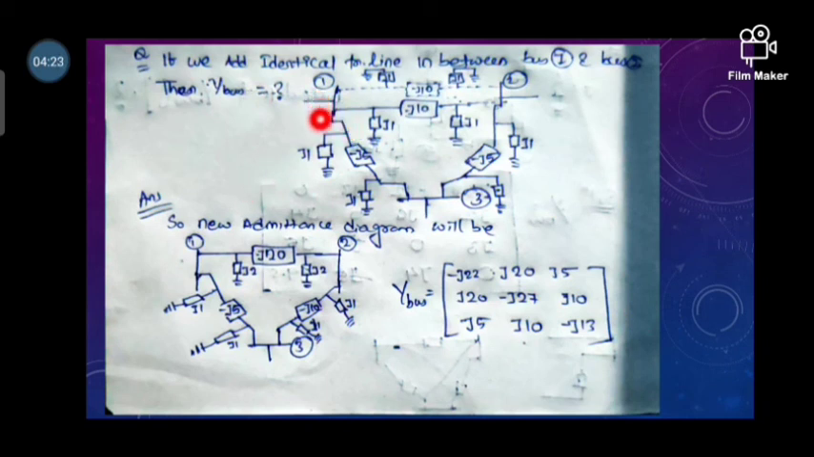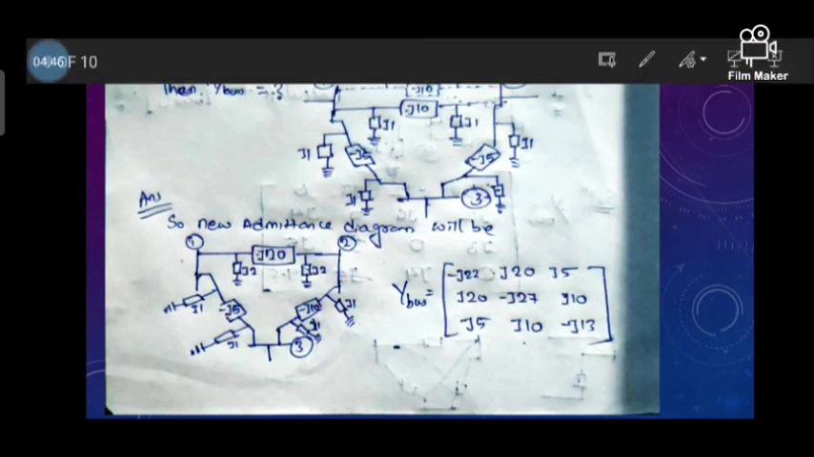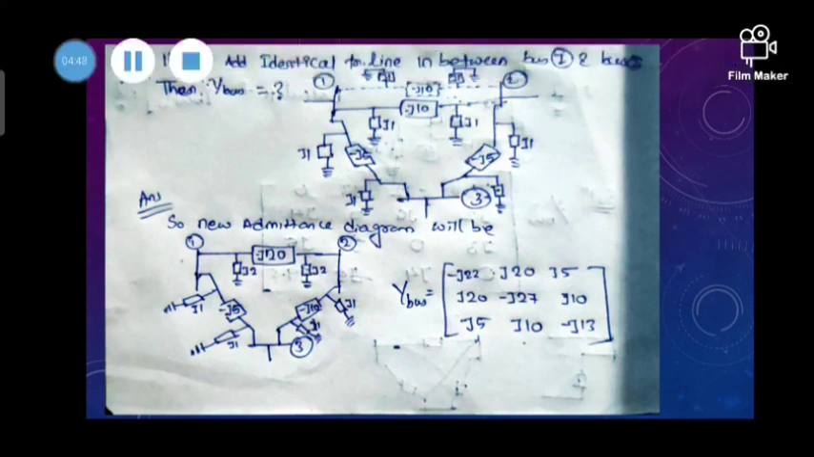So see here, that is your previous network, drawn in our solid line, and the dotted line is your identical transmission line connected between bus number 1 and bus number 2. So see here, what will the new admittance diagram be? Here j1 and j1 are connected in parallel.